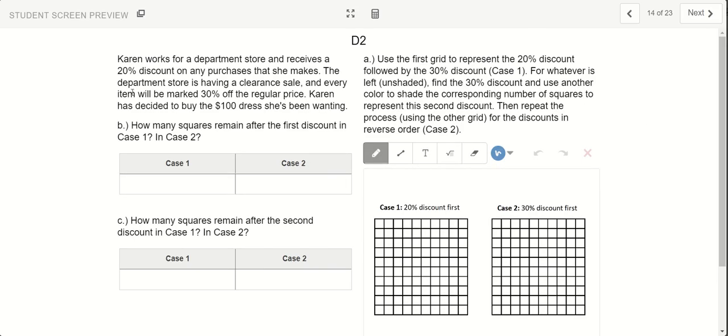All right, here's a new situation. Karen works for a department and receives a 20% discount. The store is also having a sale, which means they're also selling every item at a 30% discount. So basically, Karen has 2 discounts. She gets her employee discount of 20%, and the store is already having a normal 30% off. If she wants to buy a $100 dress, does the order we discount matter? If I discount 20% first and then 30%, is that going to affect it? Or if I do 30% first and then 20%, is that going to affect the price?